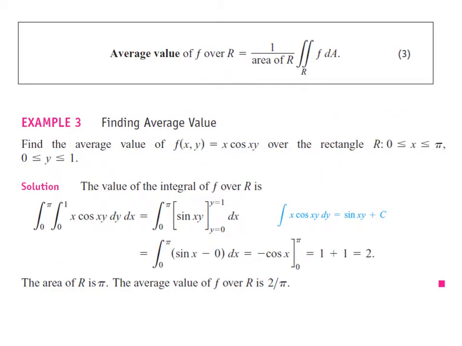Let us move to the definition. Average value of f over R is equal to 1 by area of R times the integral over the region R of f into dA. Let us move to the problem. Find the average value of the function f of x comma y is equal to x into cos of xy over the rectangle R. X varies from 0 to pi and y varies from 0 to 1.